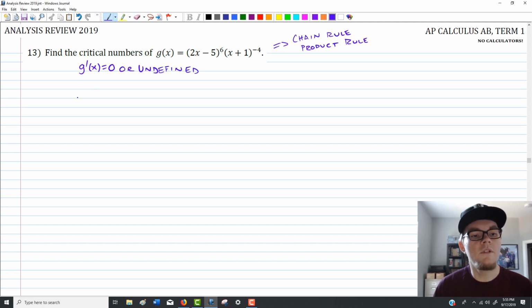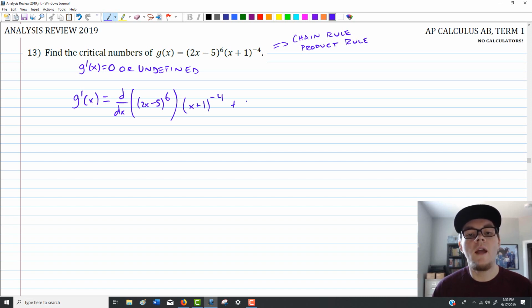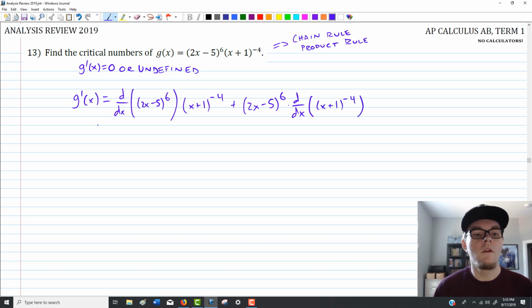Okay, so in here, when we go take the derivative, these are pretty easy functions to differentiate, but I'll be super careful as we go through. We take the derivative with respect to x of (2x minus 5) to the 6th, and then multiply that times (x plus 1) to the negative 4th. Then we're going to add to that (2x minus 5) to the 6th times the derivative of (x plus 1) to the negative 4th.